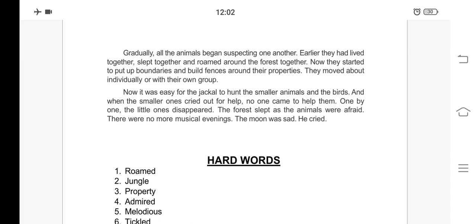Before, the forest used to be so happy, and all the animals used to be together, and there used to be musical nights and they used to enjoy nicely. But now there are no more musical evenings, and the moon was very sad because before, the moon and his friends, the stars, were the guests of honor, but now there are no musical evenings. So the moon was sad seeing the problems in the forest and he started crying.